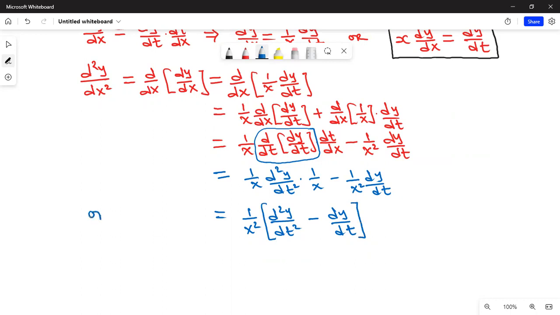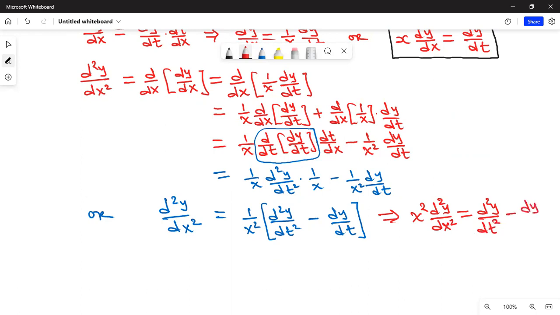On the left, what did we have? We had d squared y over dx squared. If I multiply both sides by x squared, I get x squared d squared y over dx squared, which is the same as d squared y over dt squared minus dy dt. So this is how to transform the second derivative.